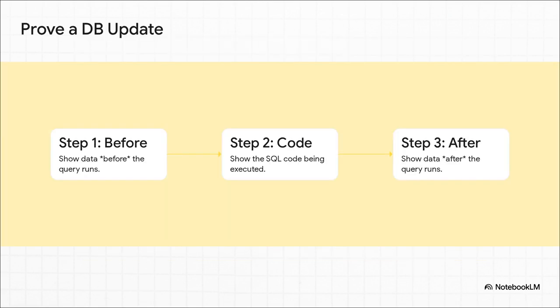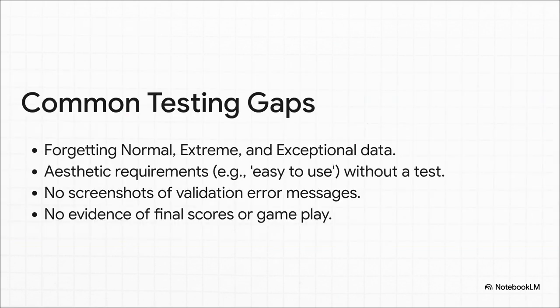Okay, let's take a database update. How do you prove your SQL query actually worked? Well, you can't just show a screenshot of the final result. You have to show the whole story. Show the data before you ran the code, show the code itself, and then show the data after. That before, during, and after approach is your undeniable proof. And your testing evidence really needs to cover all the bases. I'm talking normal, extreme, and exceptional data. And if you have a requirement like "your program should be easy to use," you need a real plan to test that. You can't just say it. And please, always include screenshots of your error messages and final scores in action.